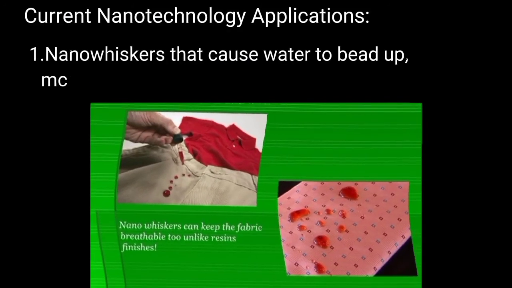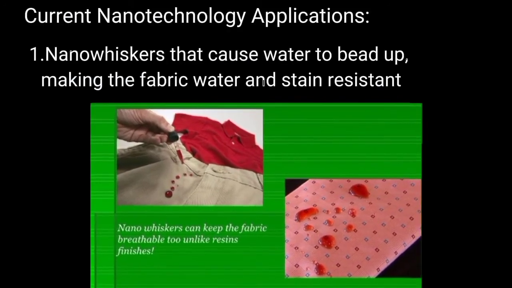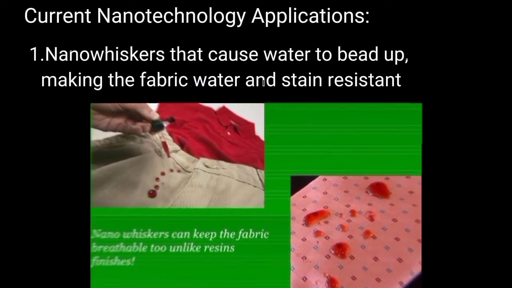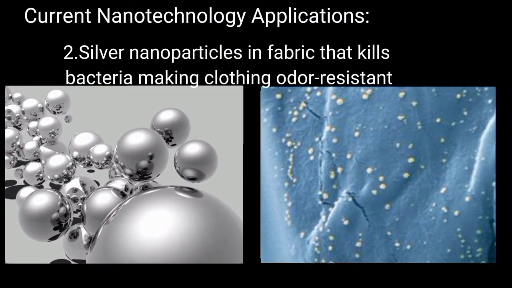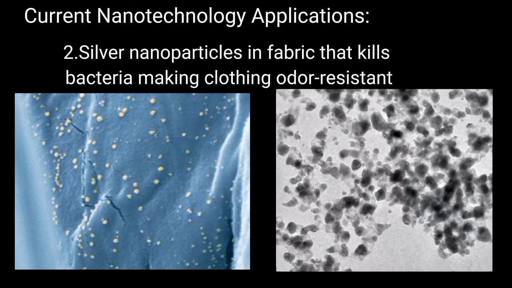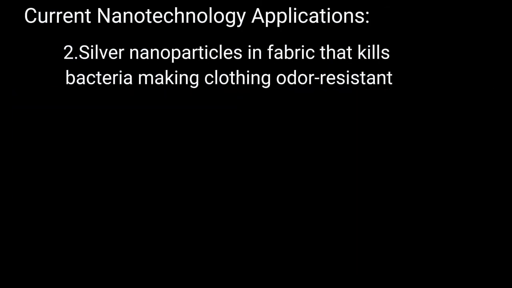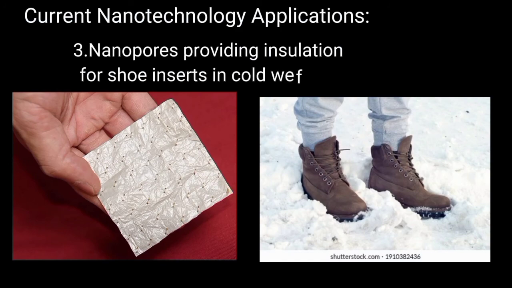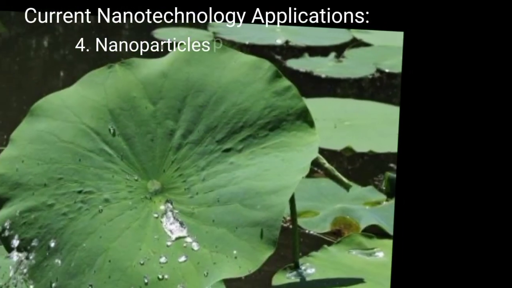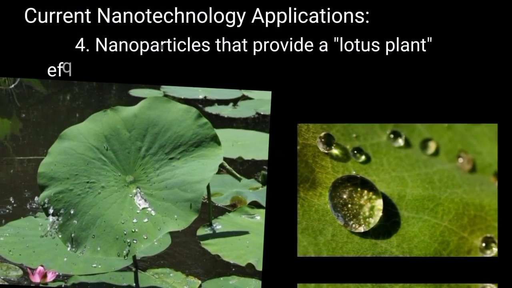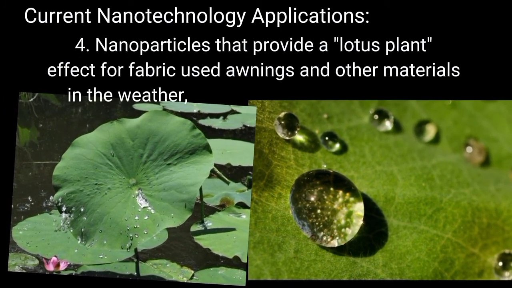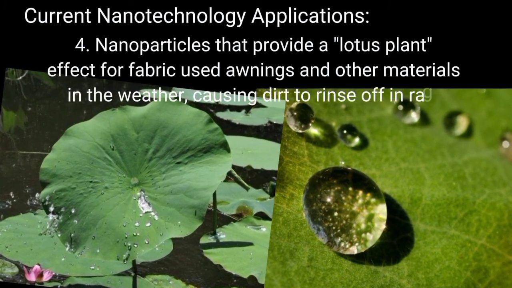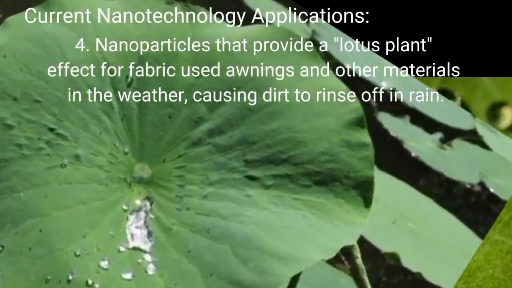First is nano whiskers that cause water to build up, making the fabric water and stain resistant. Another is silver nanoparticles in fabric that kill bacteria, making clothing odor resistant. Third is nanopores, providing superior insulation for shoe inserts in cold weather. And lastly is nanoparticles that provide a lotus plant effect for fabric used in awnings and other materials left out in the weather, causing dirt to rinse off in the rain.